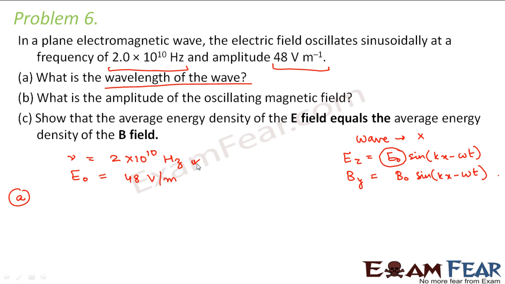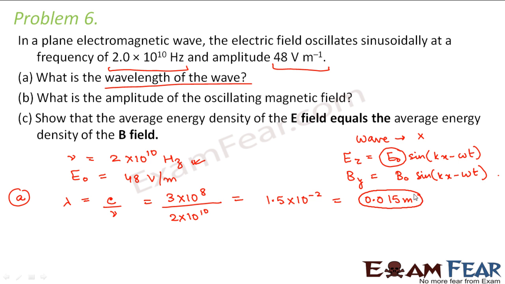The frequency of the wave is given here, and we know that the relation between wavelength and frequency is given by lambda equals c by nu. So c is 3 into 10 to the power 8 meters per second, divided by nu, which is 2 into 10 to the power 10 hertz. This comes out to be 1.5 into 10 to the power minus 2, that is 0.015 meters. So this will be the wavelength of the wave.